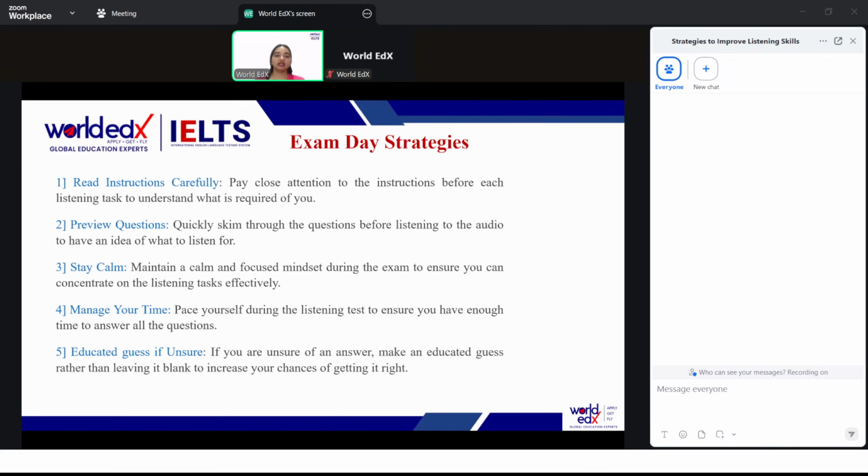Coming to some exam day strategies, what can be done is, A, read the instructions carefully, because you will be told exactly how many words you can write. You would be told whether you can write in capital letters or you have to write everything in small letters, which is also given in the instructions. So it is imperative that you read the instructions carefully. The next is preview questions. Quickly look at the questions before the audio begins, then you will know what exactly you're looking for.